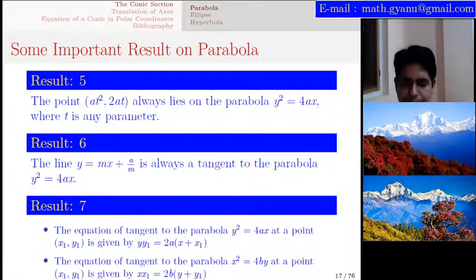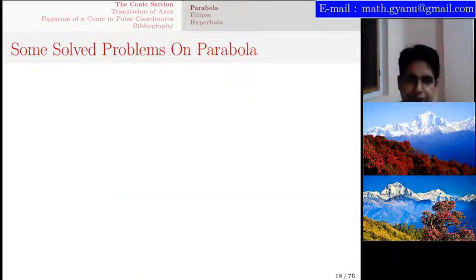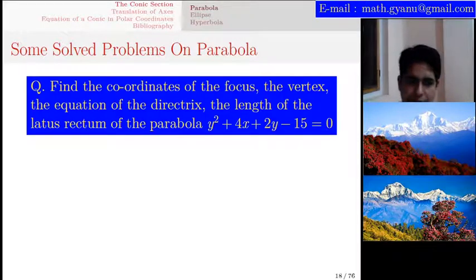Now I will talk about some solved problems. These problems are basic problems on parabola, and I hope you will practice them repeatedly, and after that you will be able to solve the problems you see in the self exercise section. Okay, question.